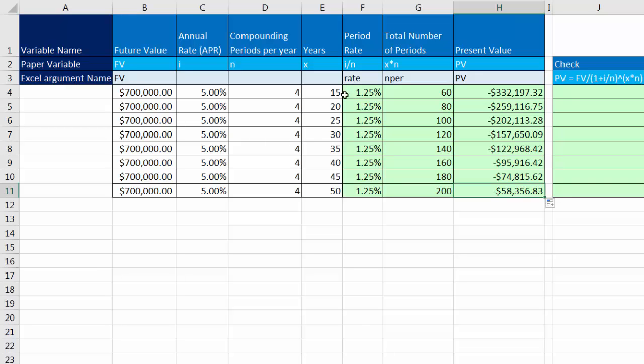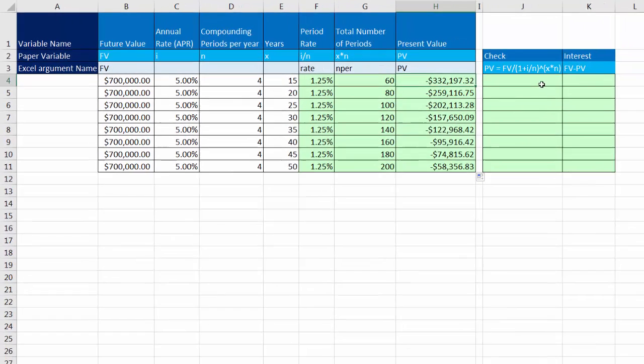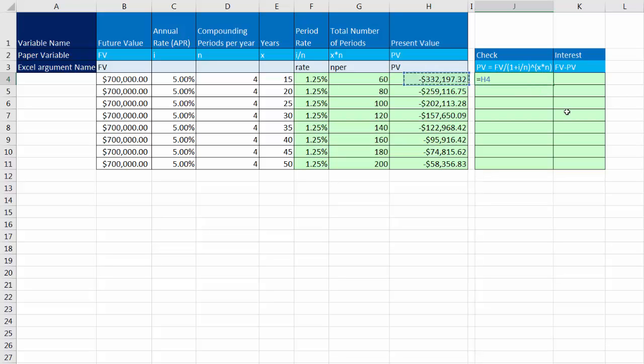That illustrates the power of the time variable, the total number of periods, and the power of compound interest. So, for example, we can clearly see it's over $600,000 of interest that we earned if we can wait 50 years. About half of that, $700,000, if we only can wait 15 years.